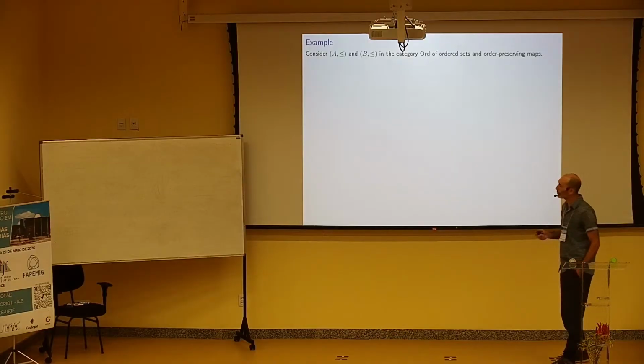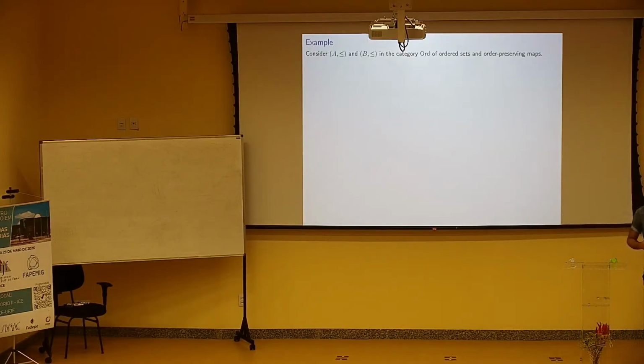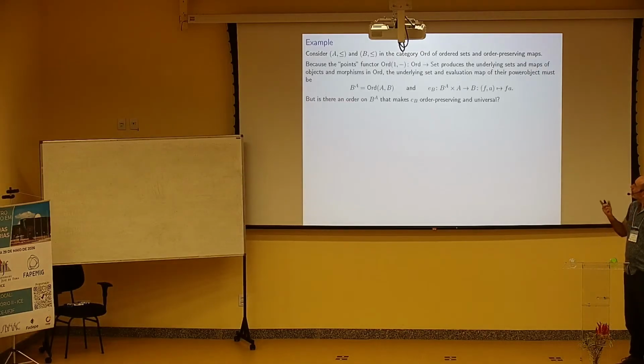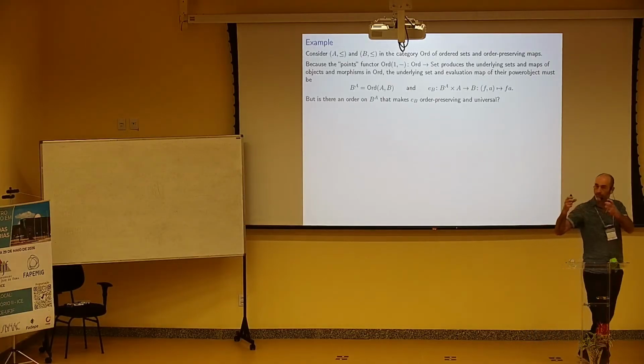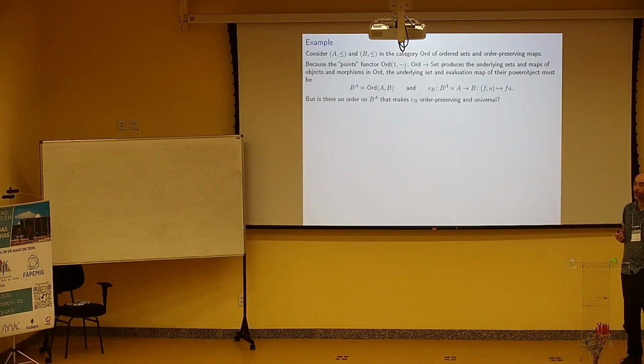I'm going to consider ordered sets instead of sets, just two ordered sets, and I wish to see if perhaps exponentials exist. So I take A, B, two ordered sets. Ordered sets have the very good property that the points of an ordered set, in the sense of a monotone map from the singleton, which is a terminal object, into an ordered set, are exactly the elements of the underlying set.